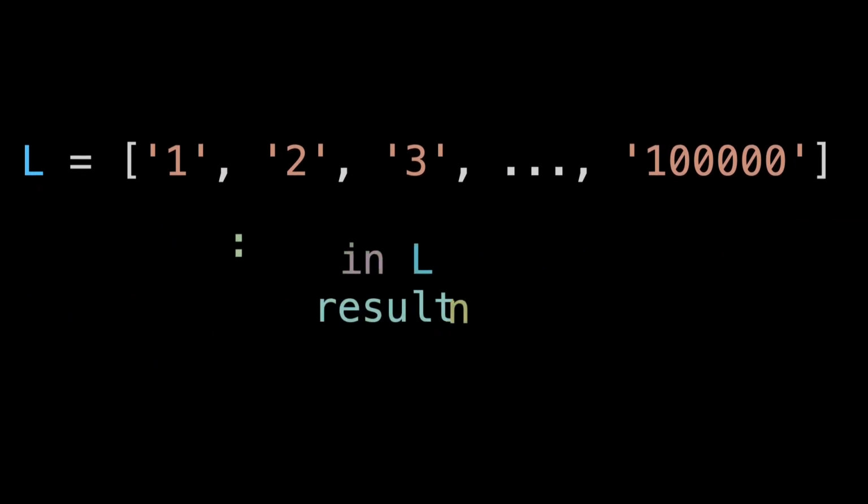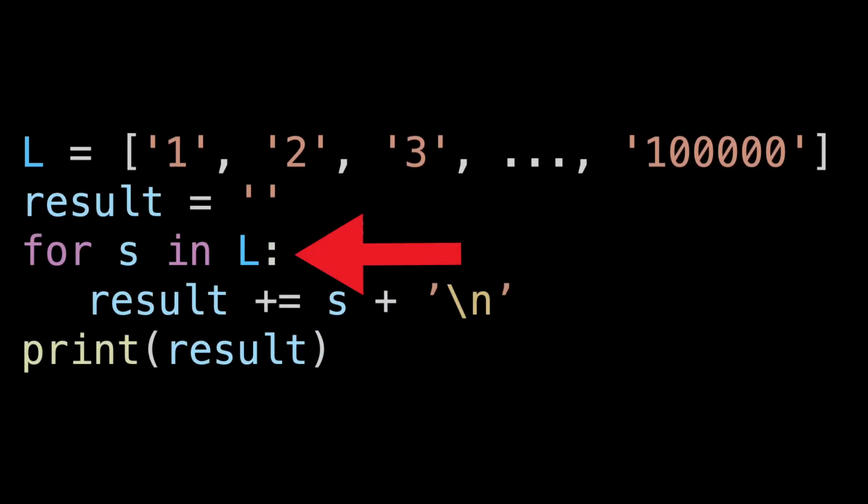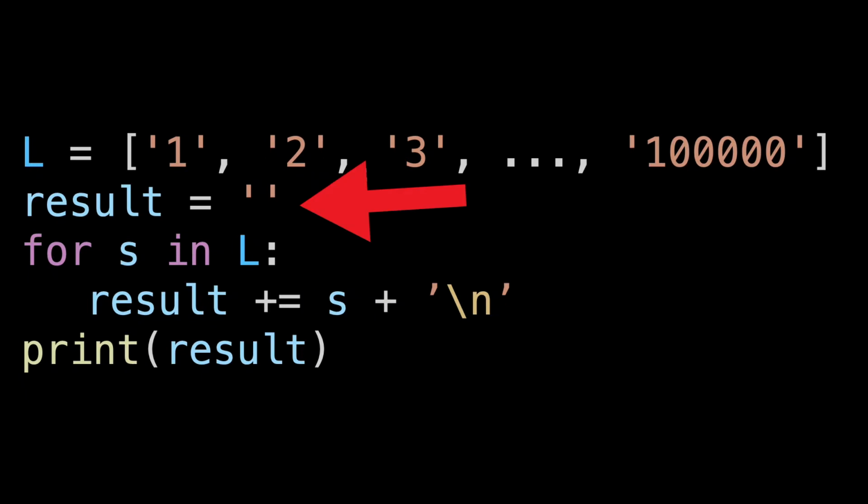One way to do this is to loop over every single string in L and then append onto an existing string. I create an empty string at the beginning and do exactly this appending here. What we will get is one string with one, then a new line, then two with a new line, etc. The problem is that we are using plus equals here.